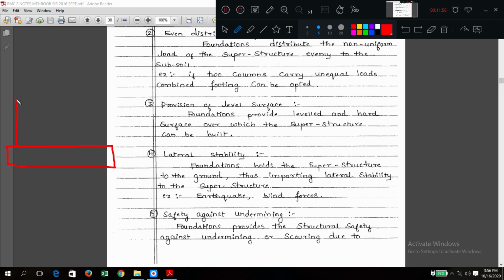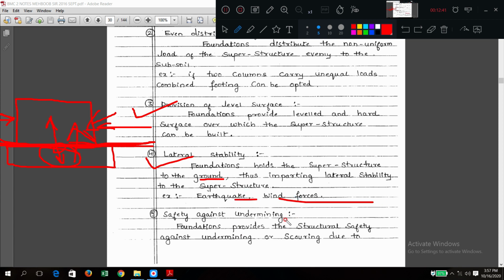Foundation always provides a level surface for the building to be constructed. That is what we call the provision of a level surface. Lateral stability means this total building will be strong in its place. Why? Because the foundation is inside the ground level, so the whole thing acts as one unit. So if any load comes, this total stability will be there so that the building will not fall. That is why foundations hold the superstructure inside the ground, so that it provides lateral stability against earthquake and wind force.